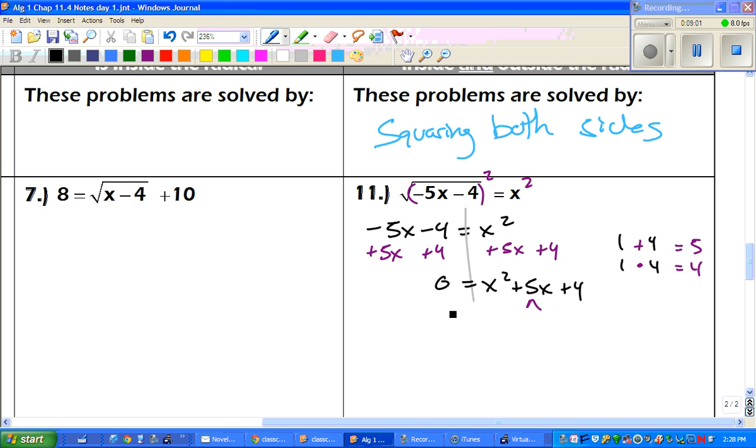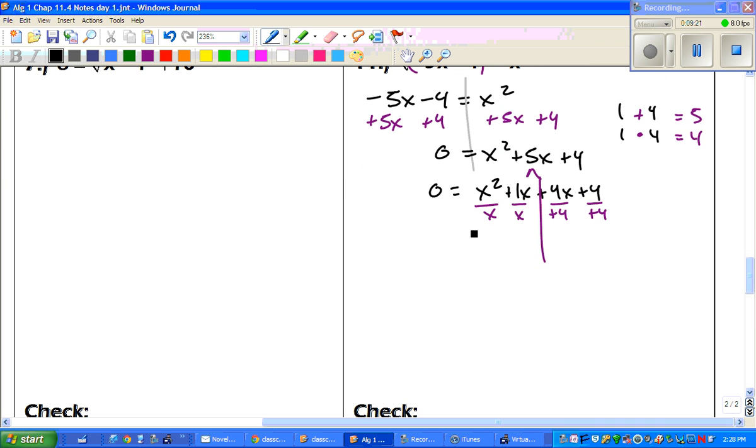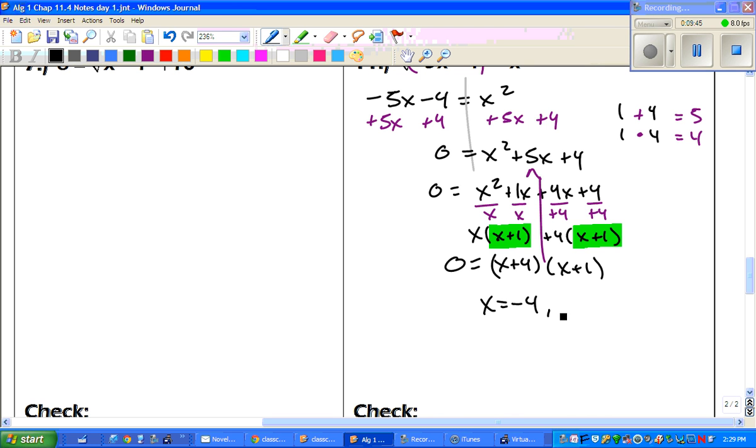Alright, I am not going to talk this out, I am just going to write everything down, okay? You guys should know how to do this by now. Pull out the GCF from each one of those. Write the remainder inside. It's good because those match up. So then we get x plus 4, x plus 1 equals 0. So x equals negative 4 and negative 1.